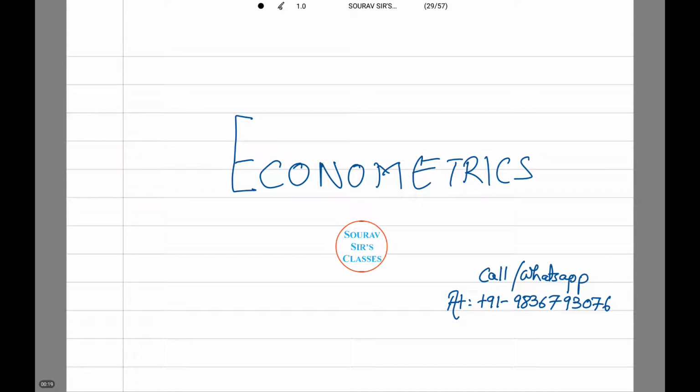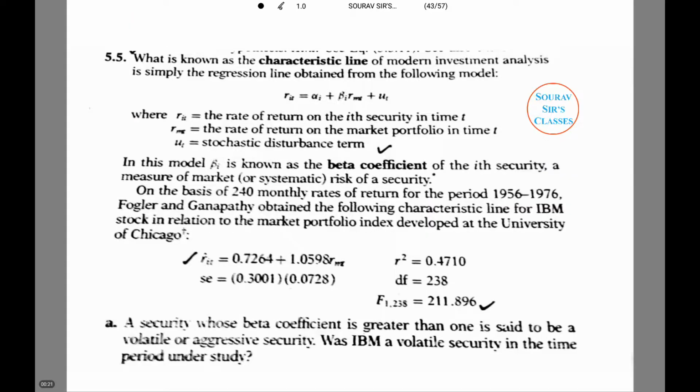Let's see a new sum. Now we have a very big question. What is known as the characteristic line of modern investment analysis is the simple regression line obtained from the following model: RIT equals alpha I plus beta I RMT plus UT.